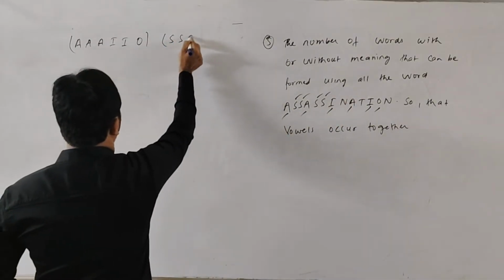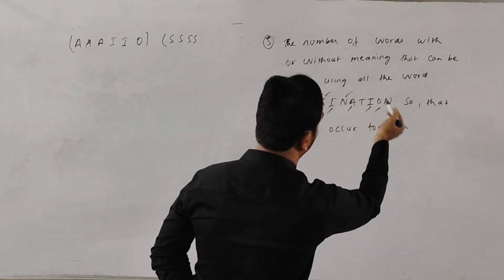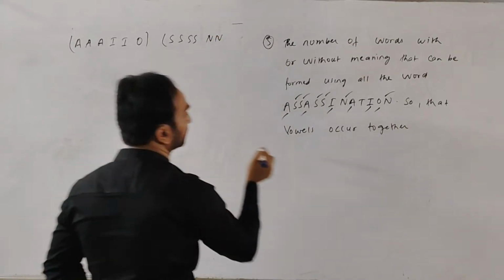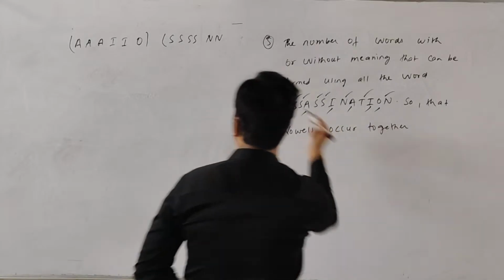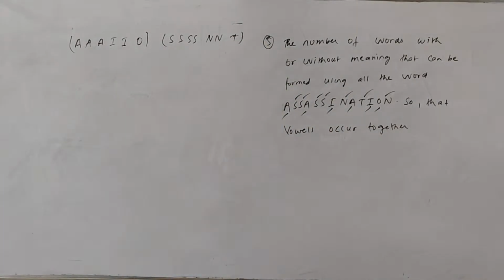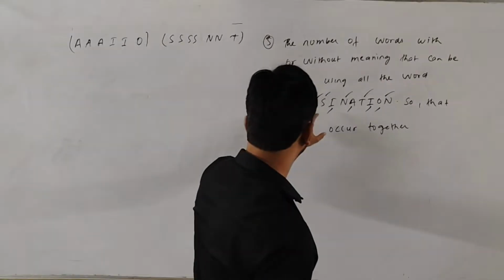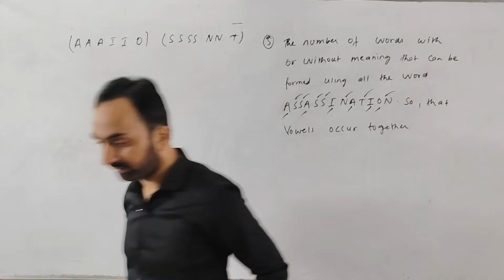And the consonant part: 1, 2, 3, 4 times S. Then N 2 times. Is anything left? T. All done? Okay. Just count it: 4, 2, 6, 1, 7. 7 and 6, 13. And here also 4, 7, 10 and 13. Okay, I think we have done.